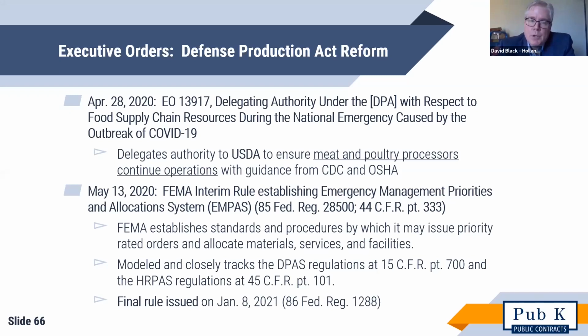So it's important to know what is the subject of the priority and ratings authority, and that's the agency that has it, and they have their set of FPAS regulations. So FEMA had to play catch up because they were the new kid on the block, and they basically implemented what they call the EMPAS, the Emergency Management Priorities and Allocation System. And the regulations are very similar to what you find in the DPAS. Next slide.